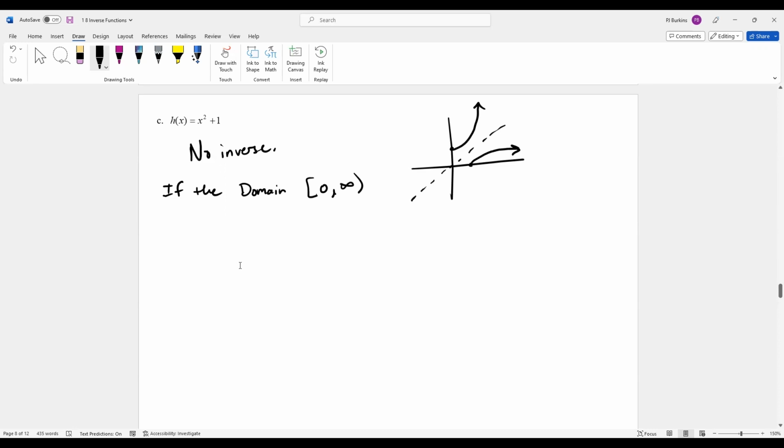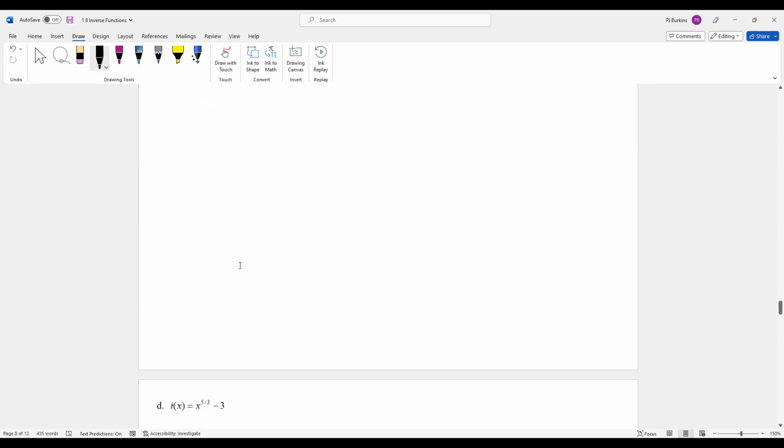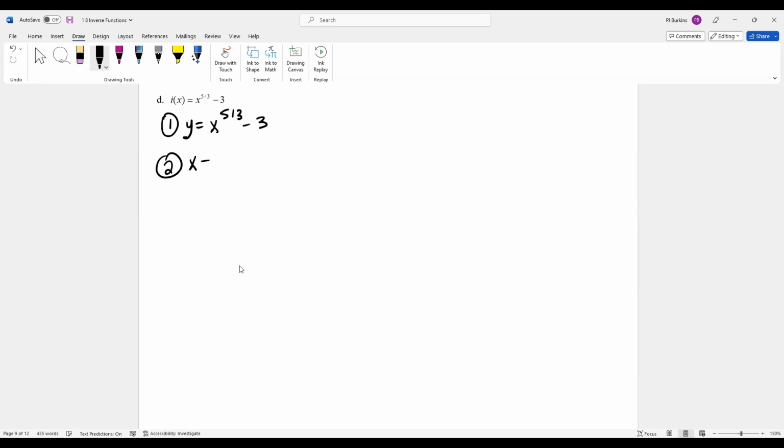All right. I think this is the last example here. So x to the 5/3 minus 3. Remember, step 1 is to let it be y equals. Second step is to interchange all of the x's and y's. So everywhere you see a y, make it an x. Everywhere you see an x, make it a y. Then we need to solve for y. So I'm going to add 3.